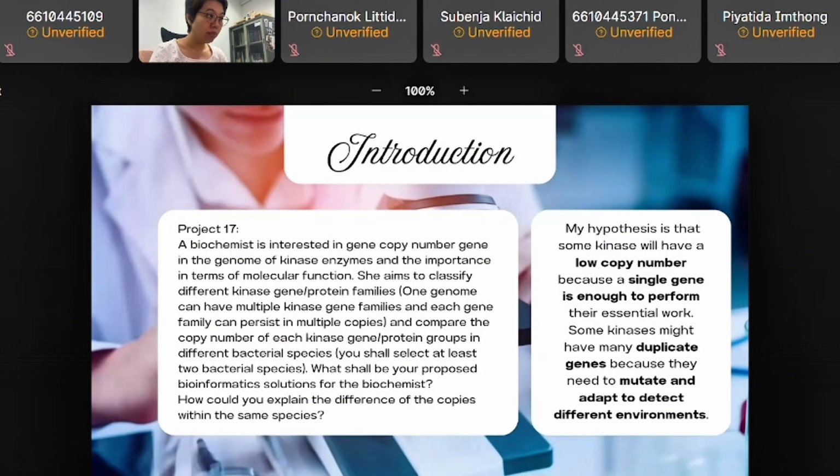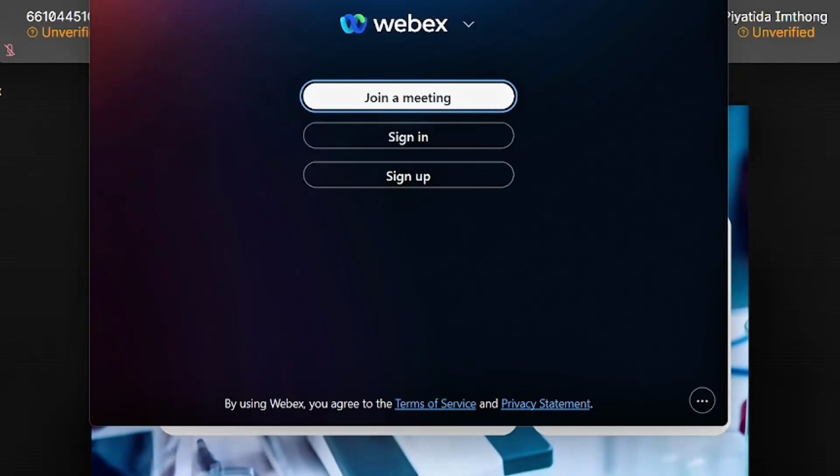So basically our problem comes from project 17, where a biochemist is interested in the gene copy number of kinase enzymes and their importance in terms of molecular function. Our hypothesis is that some kinases will have a low copy number because a single gene is enough to perform their essential work, but some kinases might have many duplicates because they need to mutate and adapt to different environments.